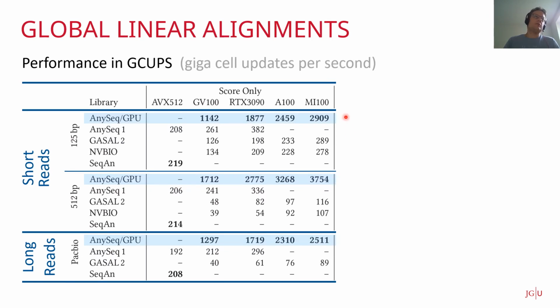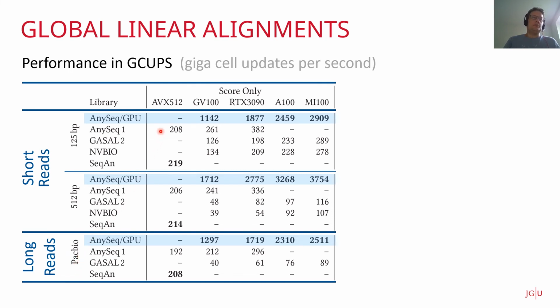The following table shows performance in gigacell updates per second, short gigacups, for global linear alignments. This is score-only computation, so without the traceback, and so this is the fastest scenario. There are three main columns: for short 125 base pair reads, for 512 base pair reads, and for long PacBio reads.